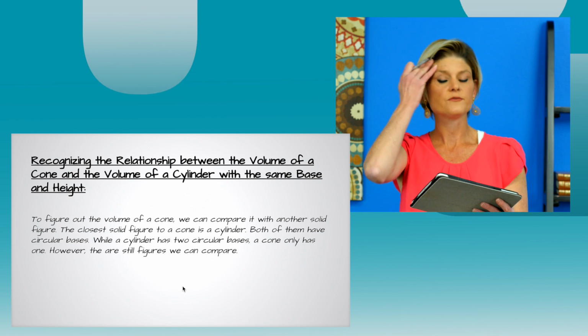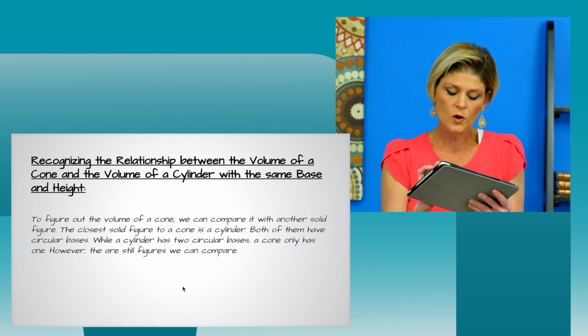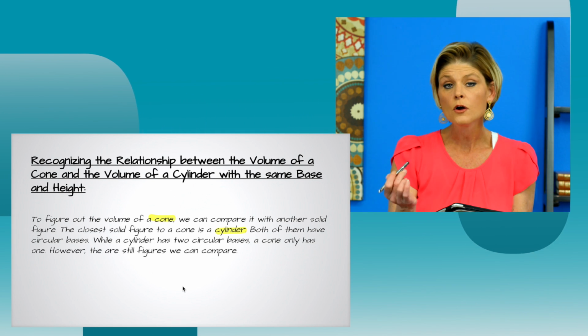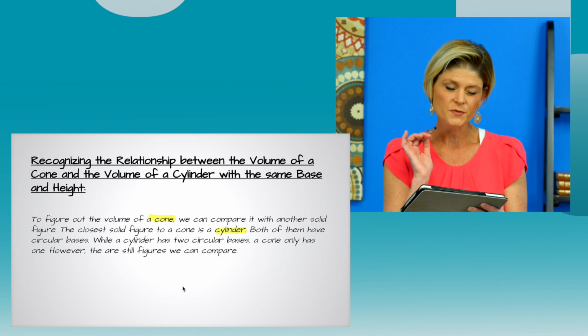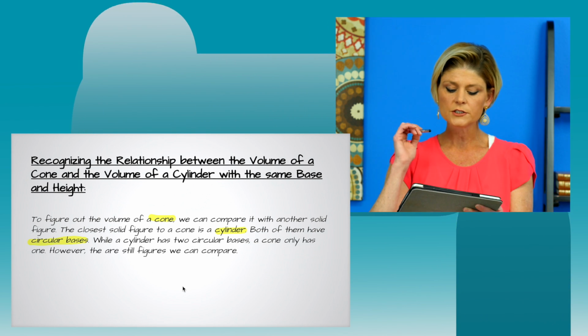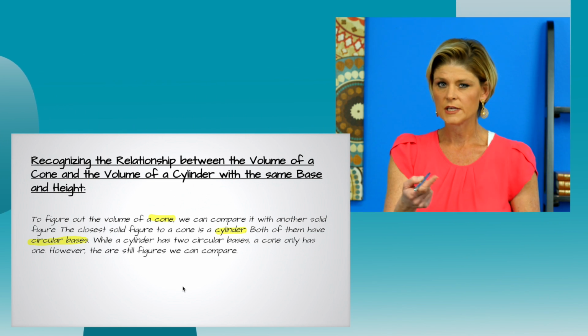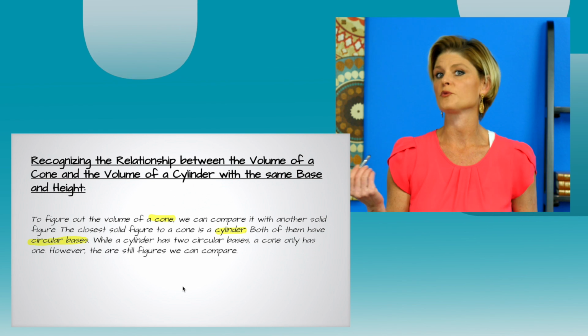So to figure out the volume of a cone, we can compare it to another solid figure, and the closest figure to a cone would be a cylinder, okay? Because both of them have, you guessed it, circular bases. Now, while a cylinder has 2 circular bases, one on the top and one on the bottom, a cone does only have 1, but they're still figures that we can compare.